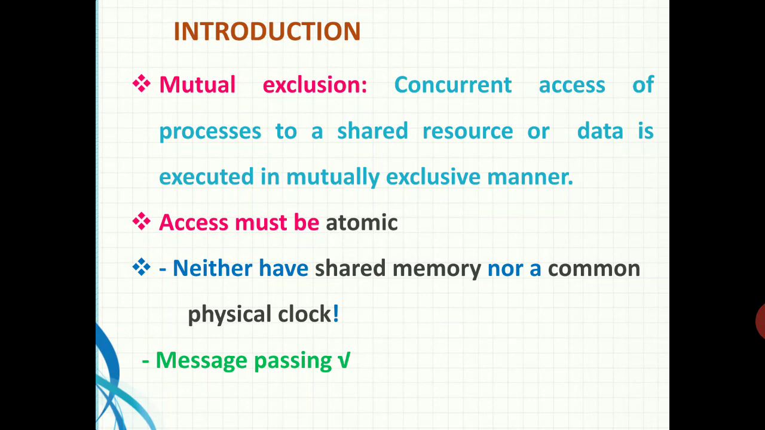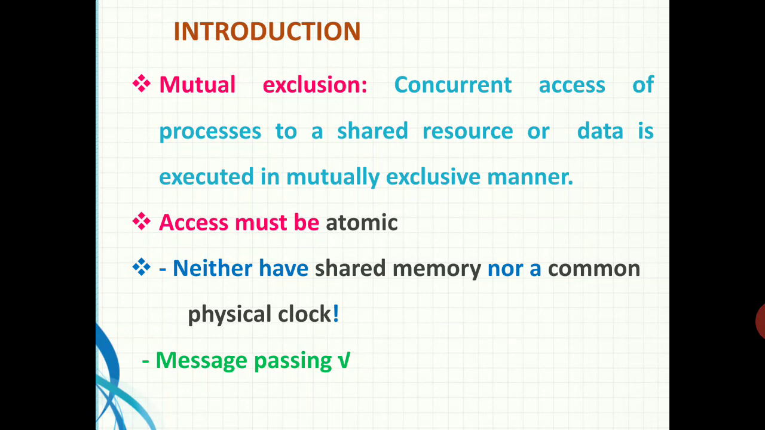It is required that a process cannot enter its critical section while another concurrent process is currently executing its critical section. That is, only one process is allowed to execute the critical section at any given instant of time. Or we can say that the action performed by a user on a shared resource must be atomic.